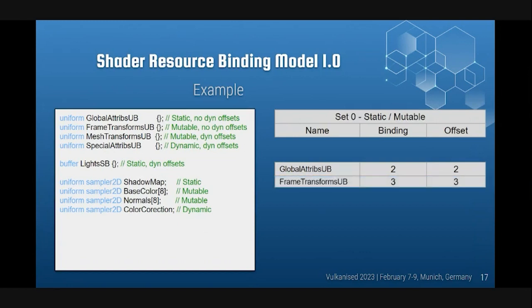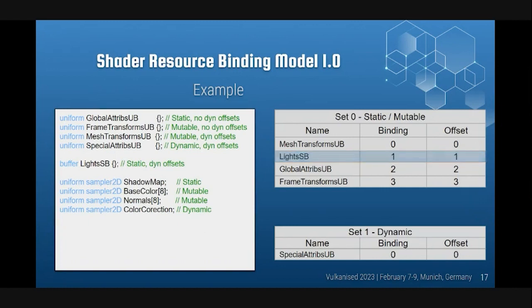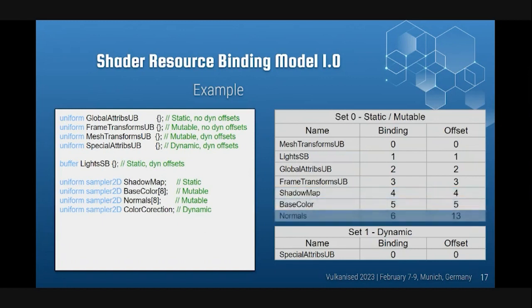So the next resource it finds is the frame transforms uniform buffer, and it also goes into the first descriptor set, binding 3 and cache offset 3. Then it finds the mesh transforms uniform buffer, which has dynamic offsets, and it goes into binding 0 and offset 0. Then it finds the dynamic resource, and it places it into the second descriptor set, the descriptor set with index 1. Then we find the light storage buffer and the shadow map, the base color, and the normals.